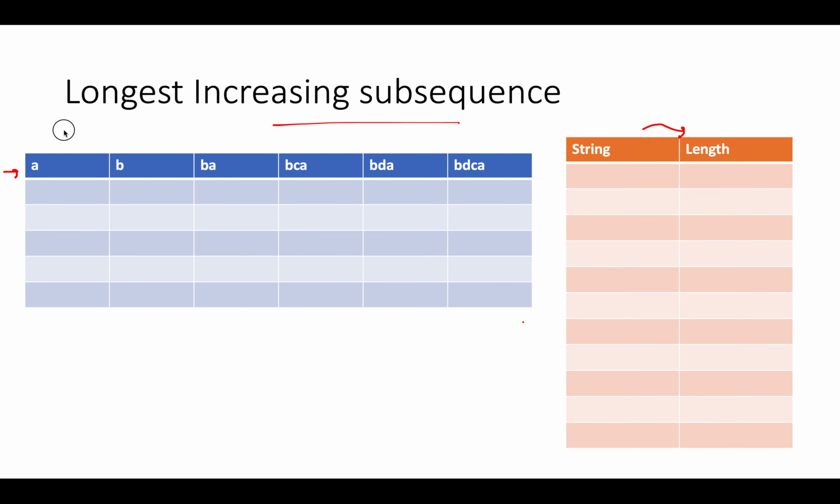The first string is A. What is the predecessor of A? The predecessor of A is an empty string, which is not there in the map. That means its length is 0. So we'll update the map with A, and the length would be 0 plus 1, which is 1. So A gets the length of 1. Let's move to the next iteration. The predecessor of B is again an empty string whose length is 0. Therefore, we'll update the map with B and we'll add the length as 0 plus 1, which is 1.